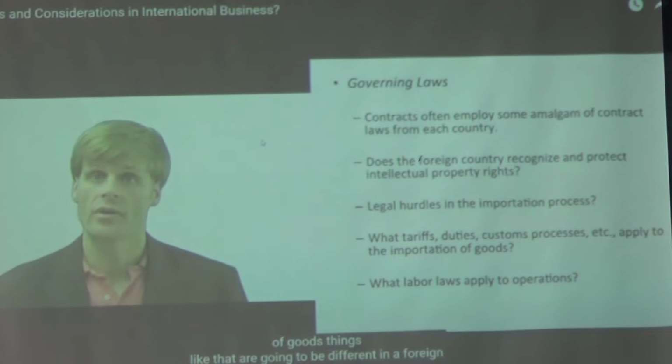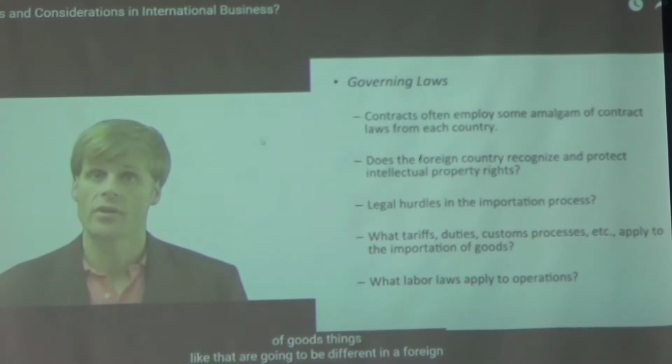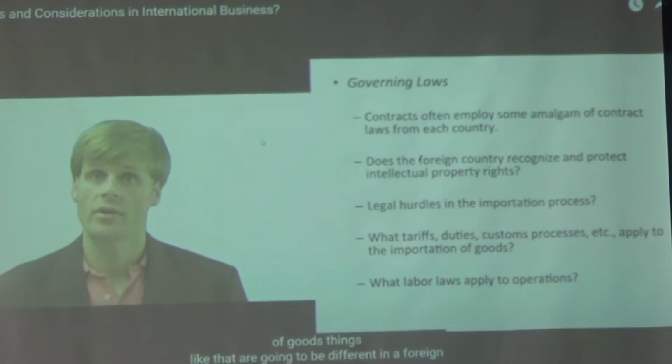Legal hurdles in the importation process. What does that mean? That means that, you know, customs, all that stuff that you have to do. Now, free trade agreements can make that easy. But if there's not a strong free trade agreement, or maybe coffee is not covered in that free trade agreement, then you would have to think about that. And that includes bribes. And that includes corruption. Just because a country's in the WTO doesn't mean there's still not bribes.